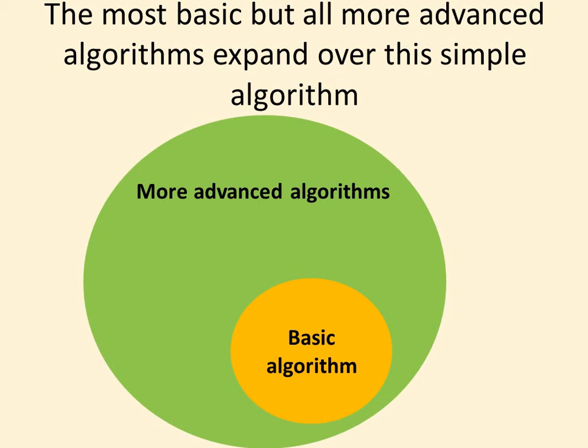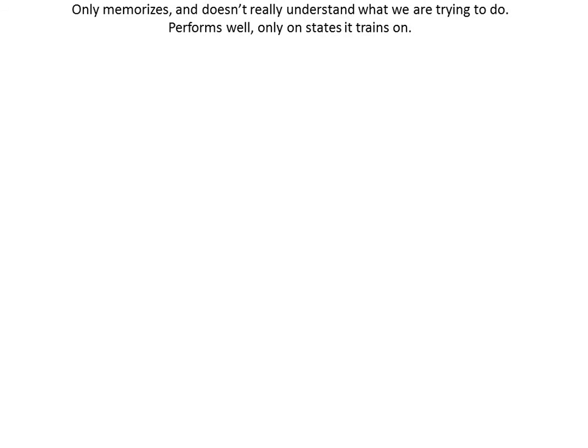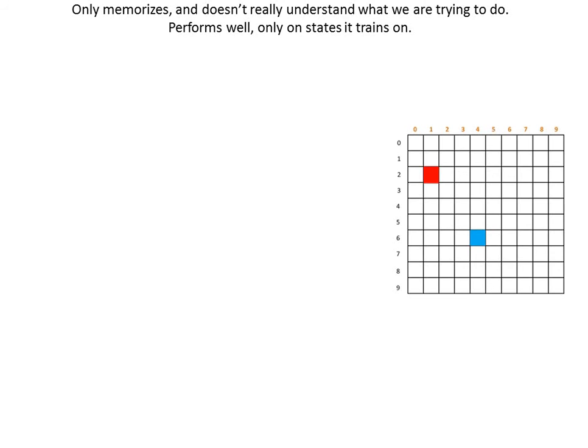I know this is counterintuitive, but I'm about to talk about the problems with our basic algorithm, just so you know why we would need better, more advanced algorithms. This algorithm has a very, very big problem. In our case, in this series, we're going to be training a red square to catch a blue square in a 10 by 10 grid. And this is a very, very simple problem.